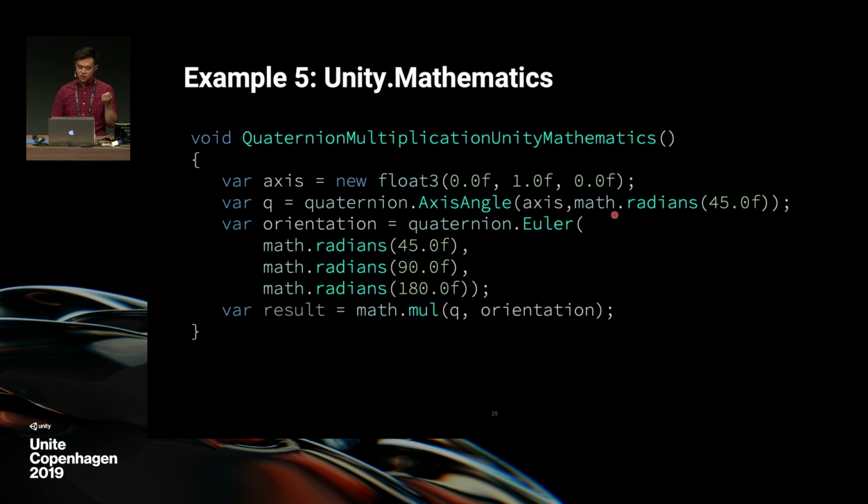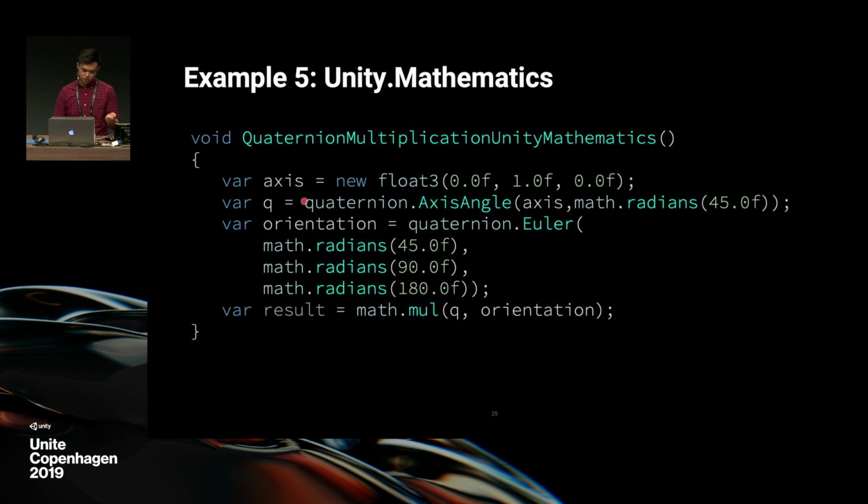And the first thing to notice is that we call math.radians on 45. Almost every single angle in Unity Mathematics expects everything to be in radians, whereas in classic Unity, it's almost all degrees. So you should definitely keep this in mind when you first use anything with angles in Unity Mathematics.